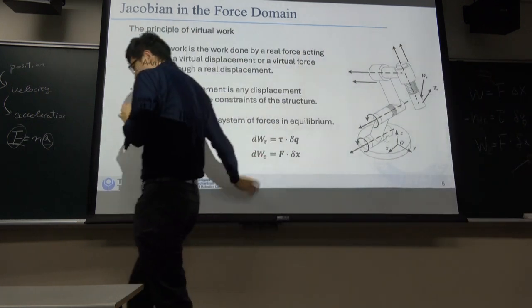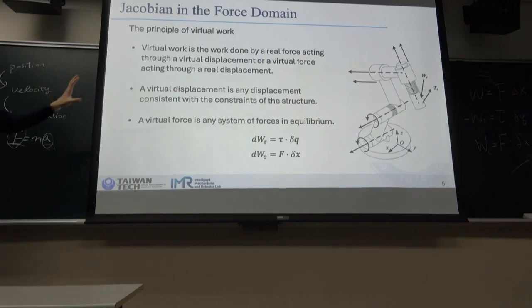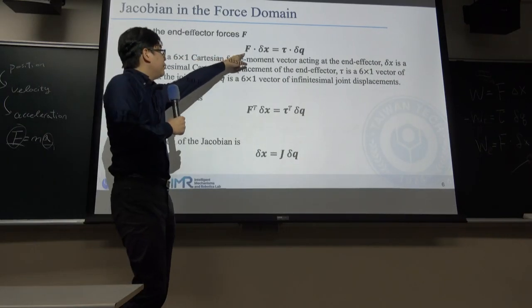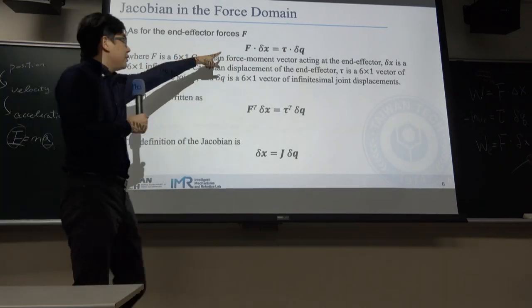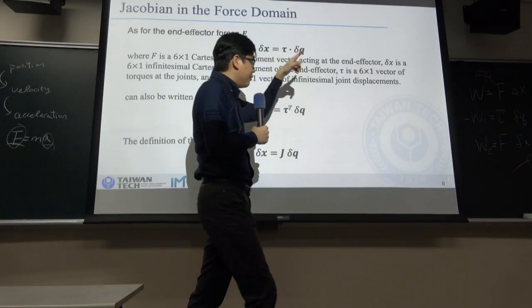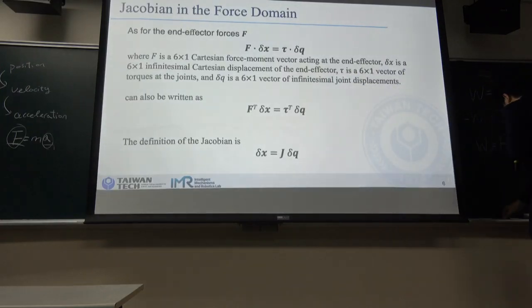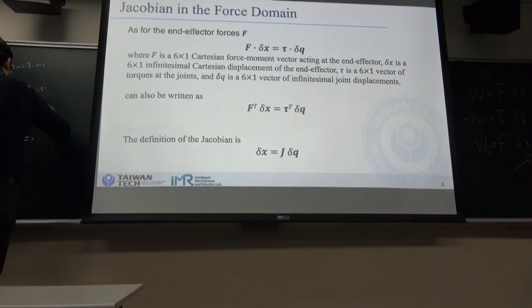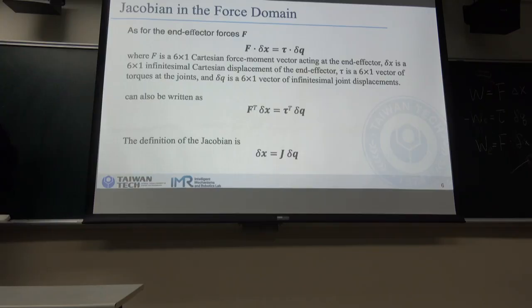So if you know this situation, we can come to the next. We can write it together. So F times the X equal to torque times the Q. So we can write it together. And we take both transpose.